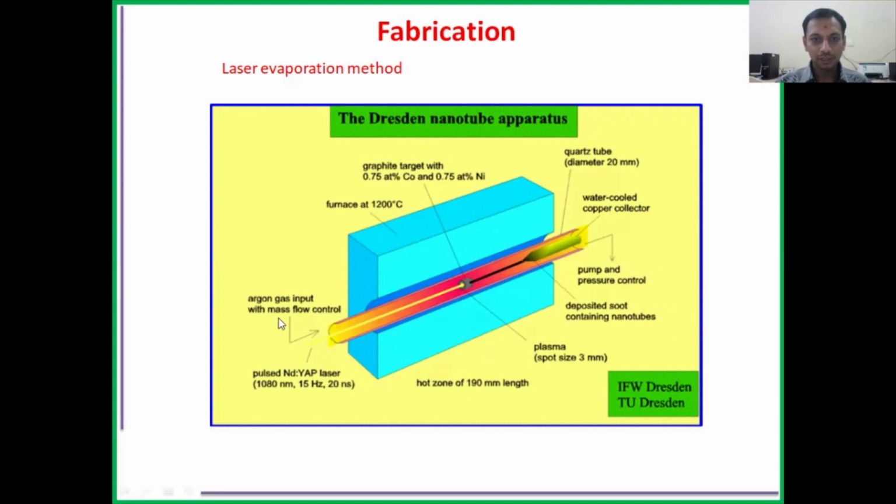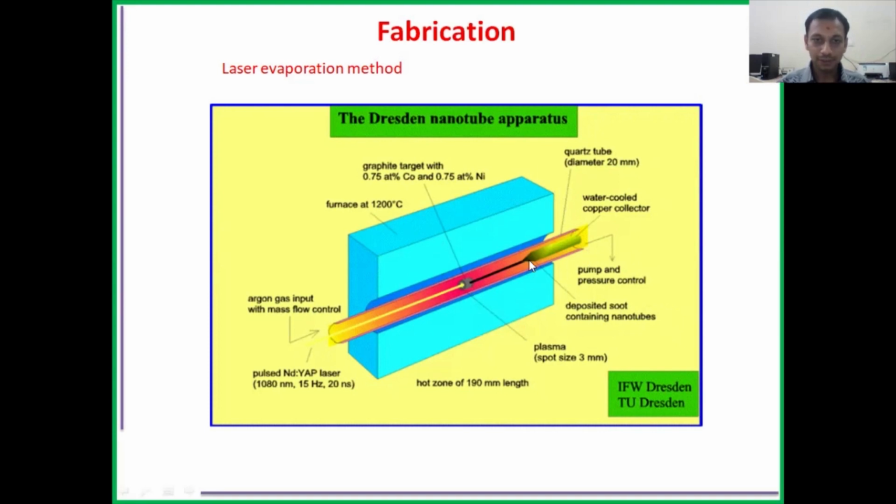You can see here the quartz tube is there. The diameter is 20 millimeter, and at last you can get the deposited soot containing nanotube. And this method you can use for nanotube also. I'm not explaining in detail about the synthesis of carbon nanotube in laser ablation, but to get knowledge about the laser ablation and laser evaporation method, I put here the schematic of the same method.